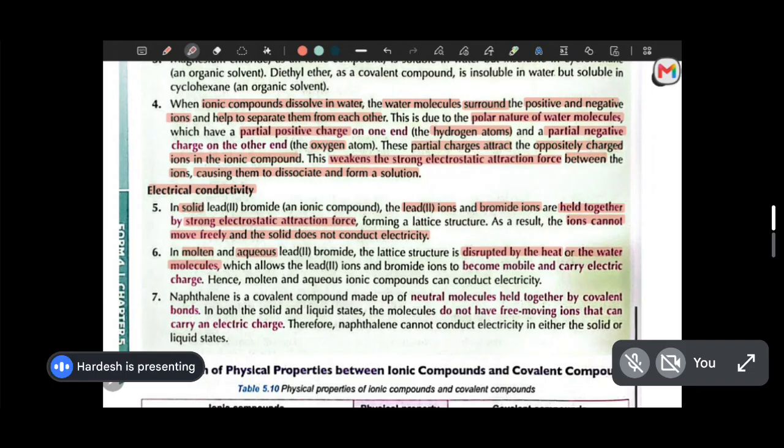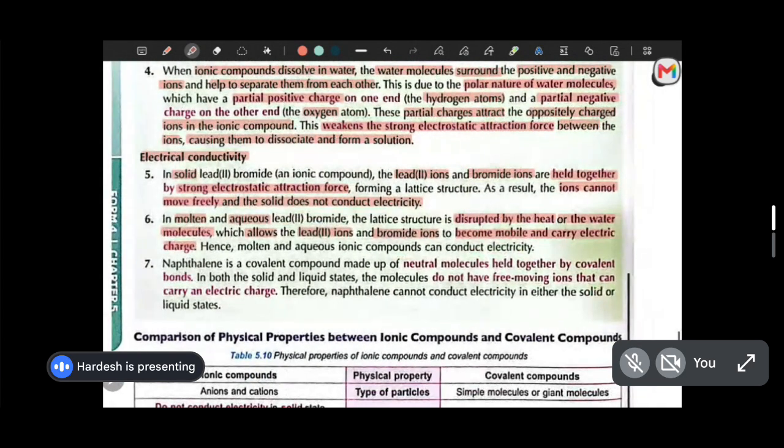Okay, molten means you melt it. That one you need heat. Aqueous means you put in water. Allows lead-2 ions, bromide ions to become mobile and carry electric charge. So they can conduct electricity. Naphthalene, neutral molecules held together by covalent bonds. They are neutral, so there is no electron flow. So they do not have free moving ions. Then naphthalene cannot conduct electricity, in either solid or liquid states.